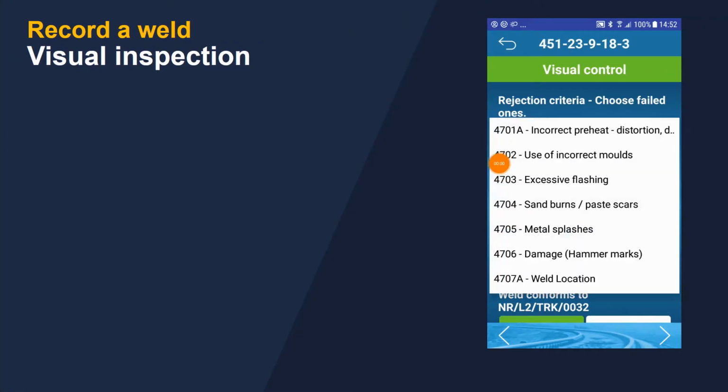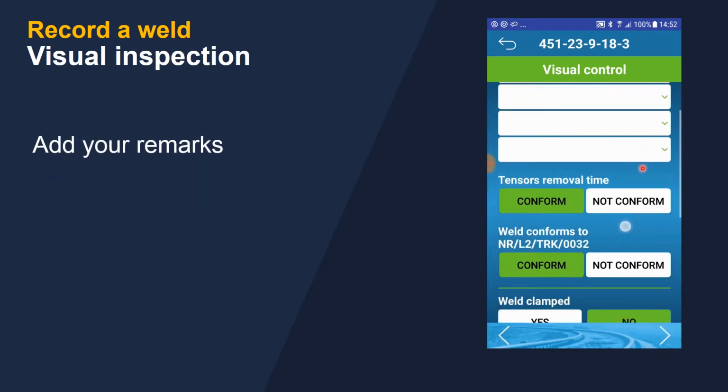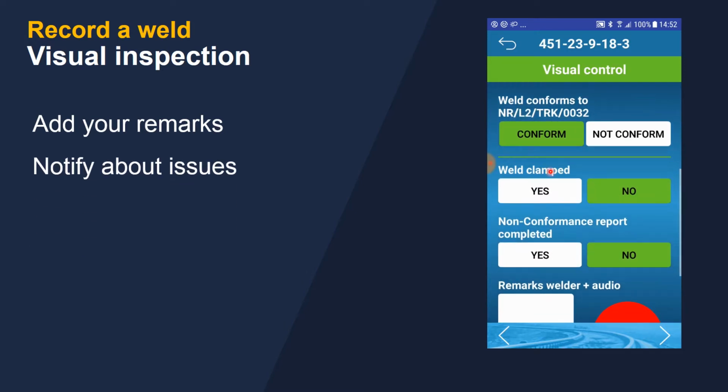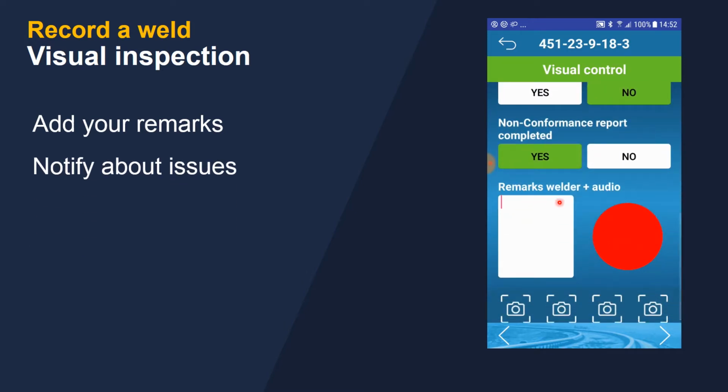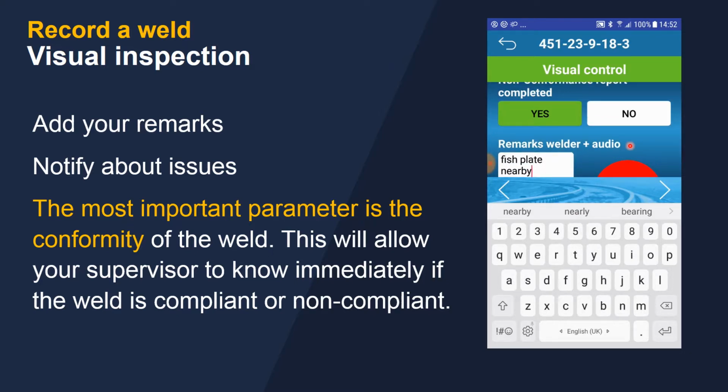The next page is the visual inspection page. Here you can enter all your remarks and notify about problems during welding. The most important parameter is the conformity of the weld. This will allow your supervisor to know immediately if the weld is compliant or non-compliant, so he can take the appropriate measures.